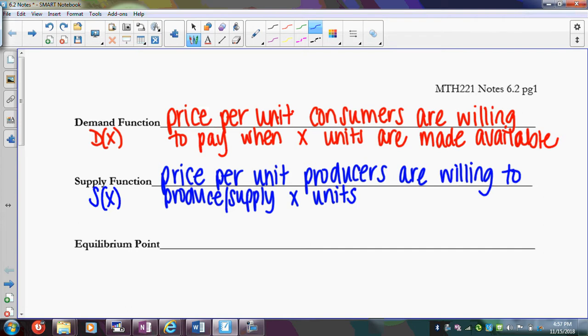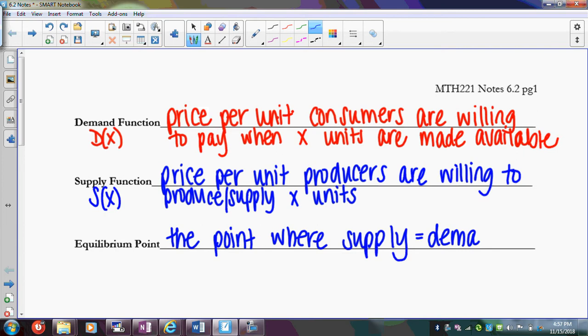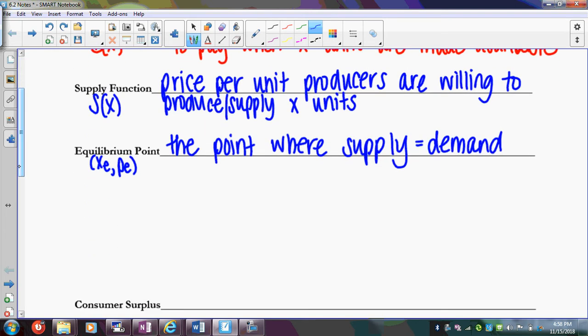And then the equilibrium point is the point where the supply and the demand are equal. So this is when sales are actually happening. So this is the point where the supply equals the demand. And this point you're going to see is going to be represented with x sub e comma p sub e, meaning the little e's just represent the equilibrium point. So it's the number of units and the price at the equilibrium point when the supply and the demand are equal.